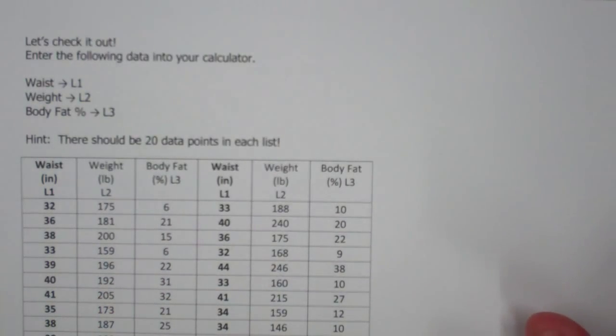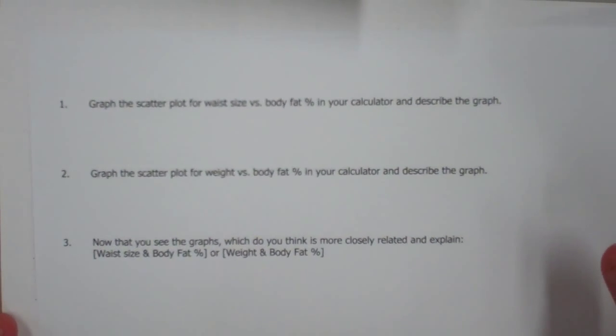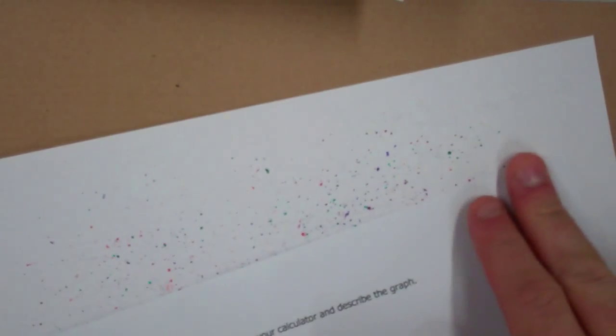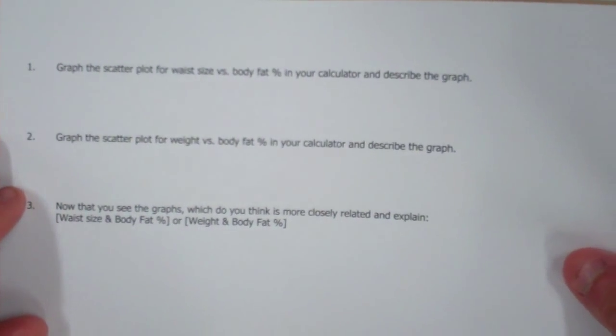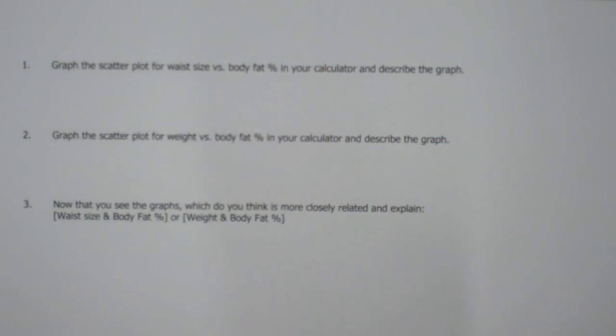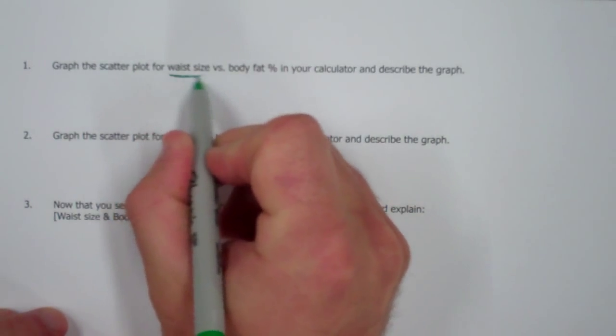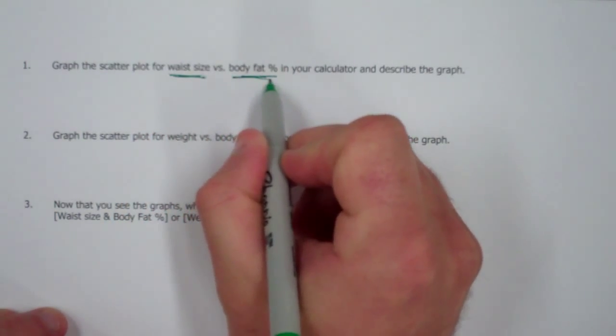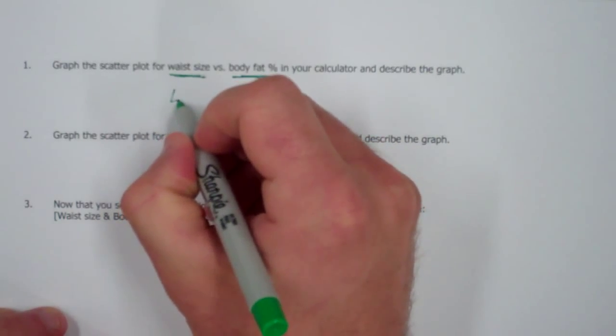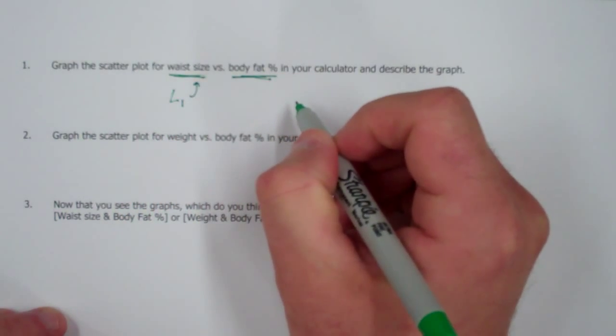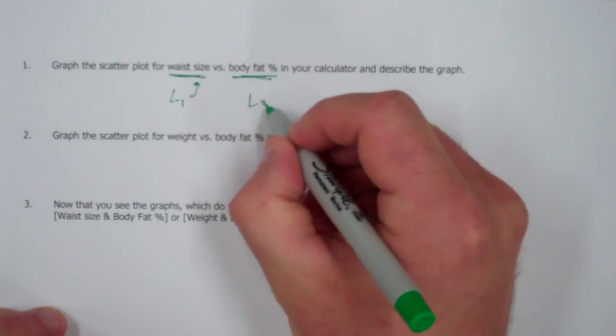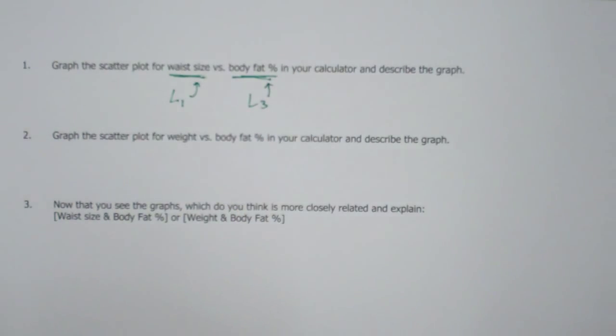We have some questions to answer with this one though. And so we're going to take a look, we're going to graph a scatter plot, and in this case the first one will be waist size versus body fat percentage. Now remember, waist size was in list 1 and body fat percentage was in list 3. It's important to remember which of those you have entered in and where.